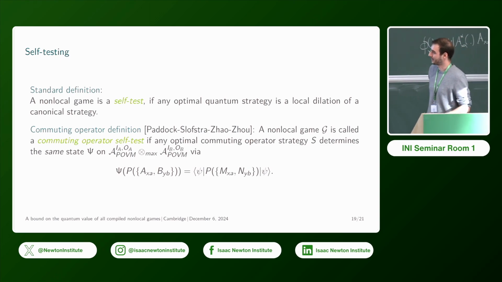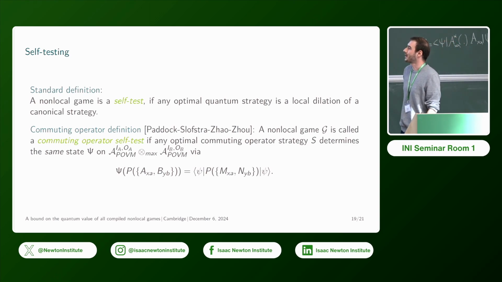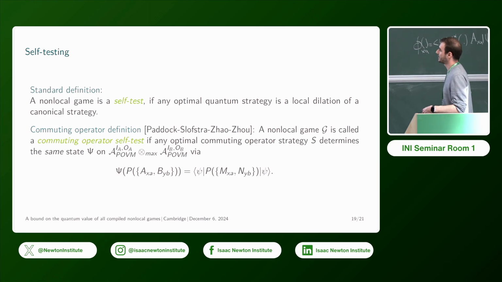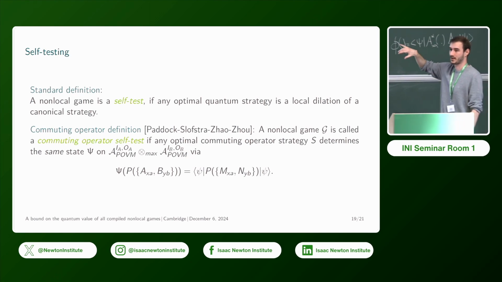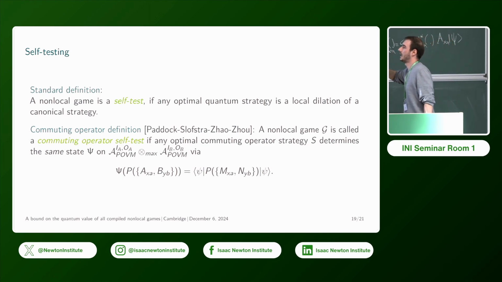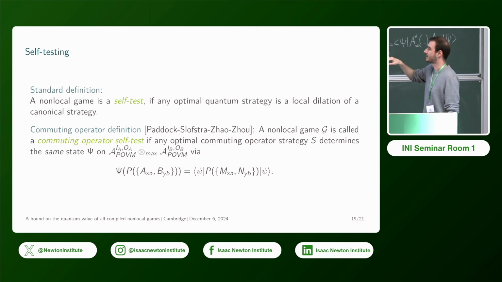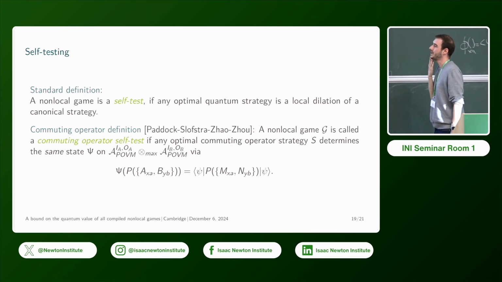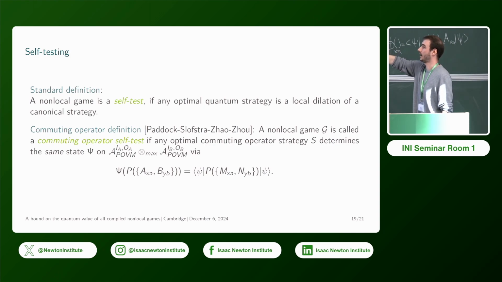And luckily there's also a quite recent definition, which is then called a commuting operator self-test. And this is a bit more formulated in a C-star algebraic way. Now I have a unique state on the max tensor product of the POVM algebras. And actually, if I have an optimal strategy, so on the right, I have some state and some measurements, M_x^a and N_y^b, then they're already determined by this unique state on this max tensor product. And P's are polynomials, so this is actually true for all polynomials.